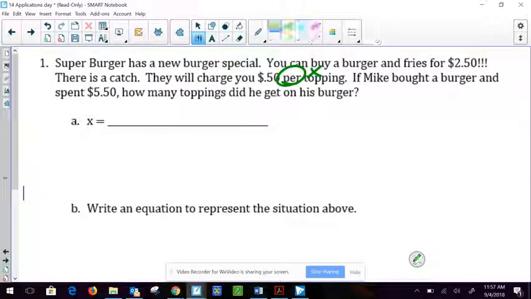So if we look for our question, how many toppings? That tells us that the number of toppings is what I'm looking for. So number of toppings is my X.